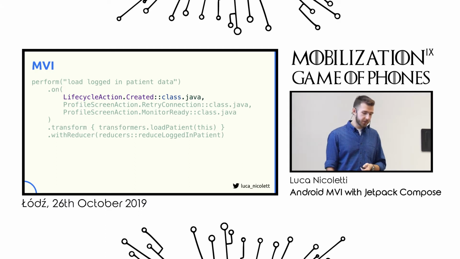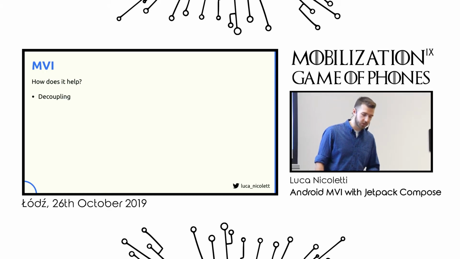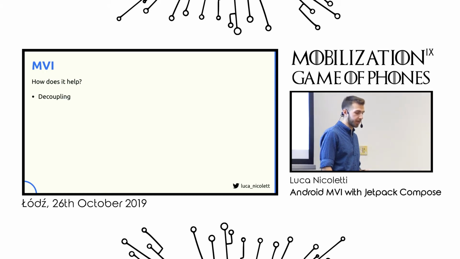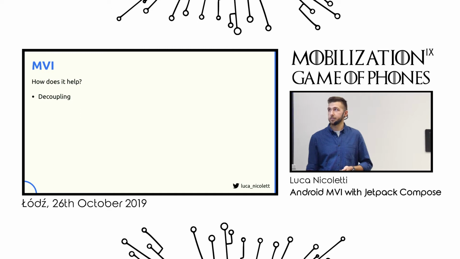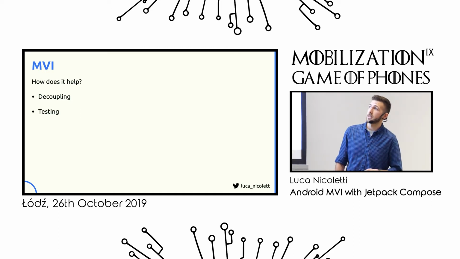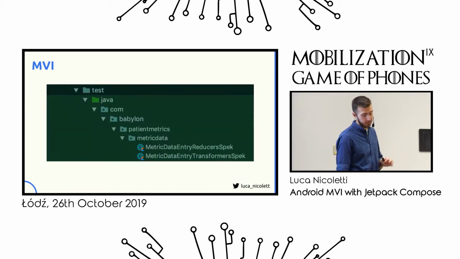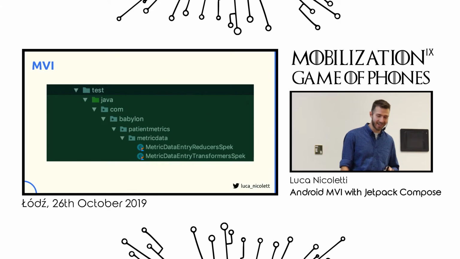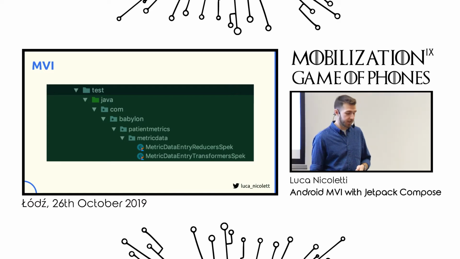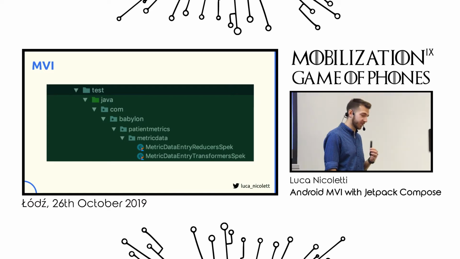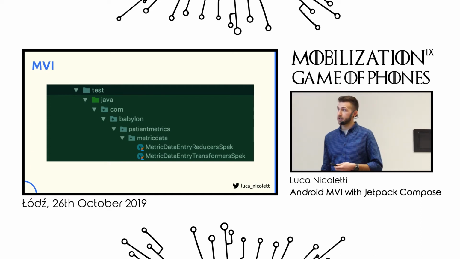So how does this MVI architecture help us? Well, it helps us with decoupling. Of course, every architectural pattern helps with this. We have no classes which serve more than one purpose. And another thing that it helps us with is testing. We are able to test almost every component of our MVI architecture without relying on the Android framework. That means that those tests are run just with a Java virtual machine, and don't need any devices or emulator.